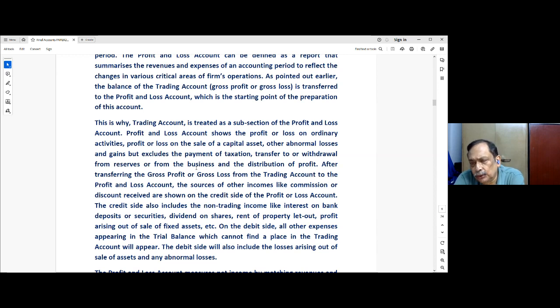The profit and loss account shows the profit or loss on ordinary activities, profit or loss on the sale of a capital asset, other abnormal losses and gains, but excludes the payment of taxation, transfer to or withdrawal from reserves or from the business, and the distribution of profit.